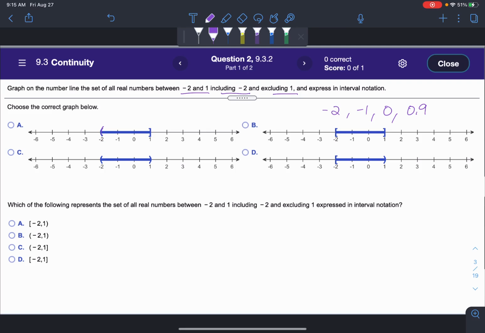the parentheses on -2 means that we're not including -2, so we can already exclude A and C for that matter. So B and D have the brackets, which is good because that's what we want for -2. And now we have to decide, do we want a bracket for 1 or do we want a parentheses? Because we're excluding, we denote that with a parentheses, so D is our answer. And then again, we can just convert it to interval notation real quick. Let's do our endpoints. And then the bracket means include -2, and a parentheses means exclude 1. And so our answer is A.